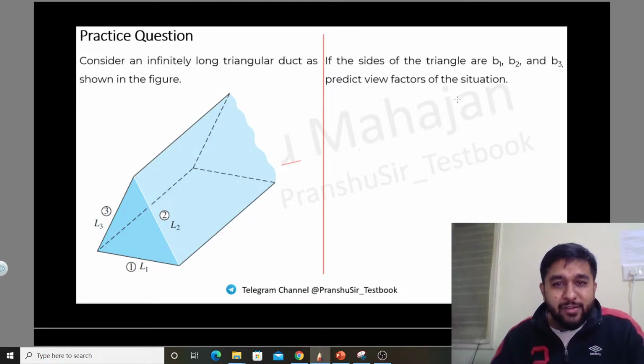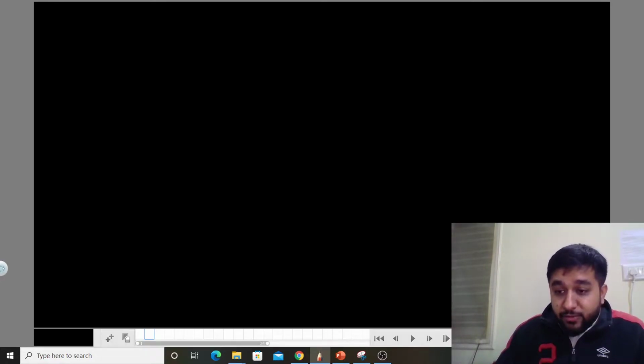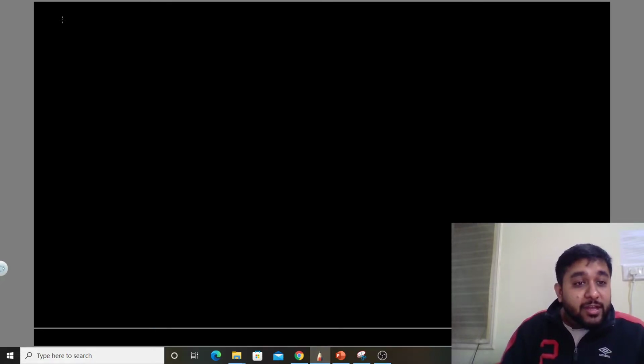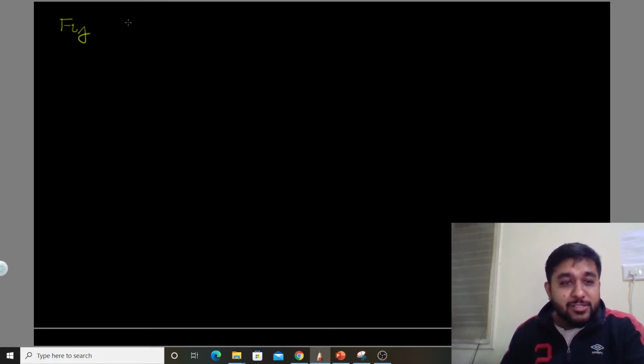Okay, so I hope everyone remembers what a view factor is. Whenever you write view factor Fij, basically i is the emitting surface and j is the receiving surface. So it is the view factor of j with respect to i, isn't it? So we have to find out all the corresponding view factors.